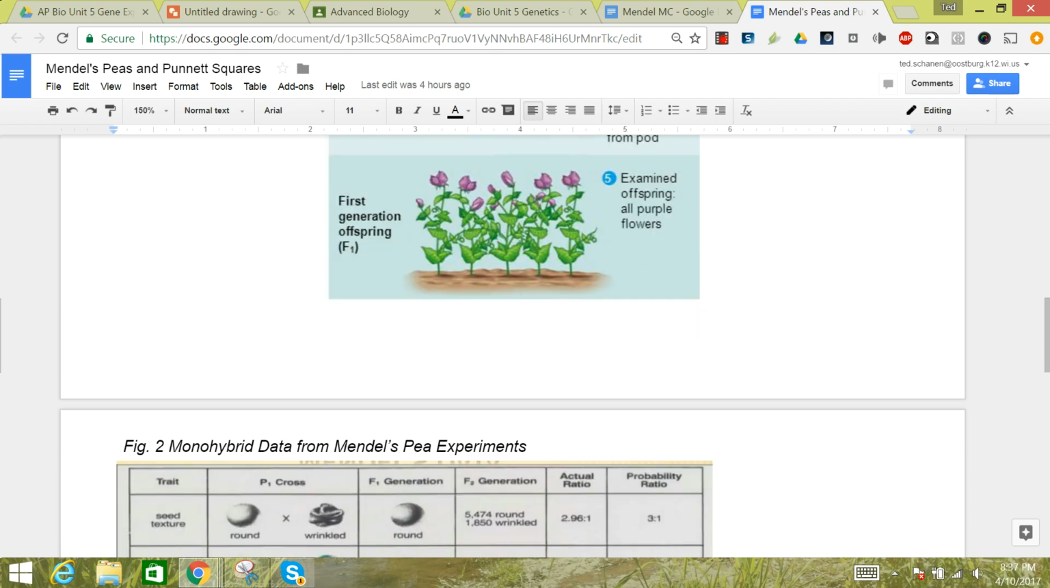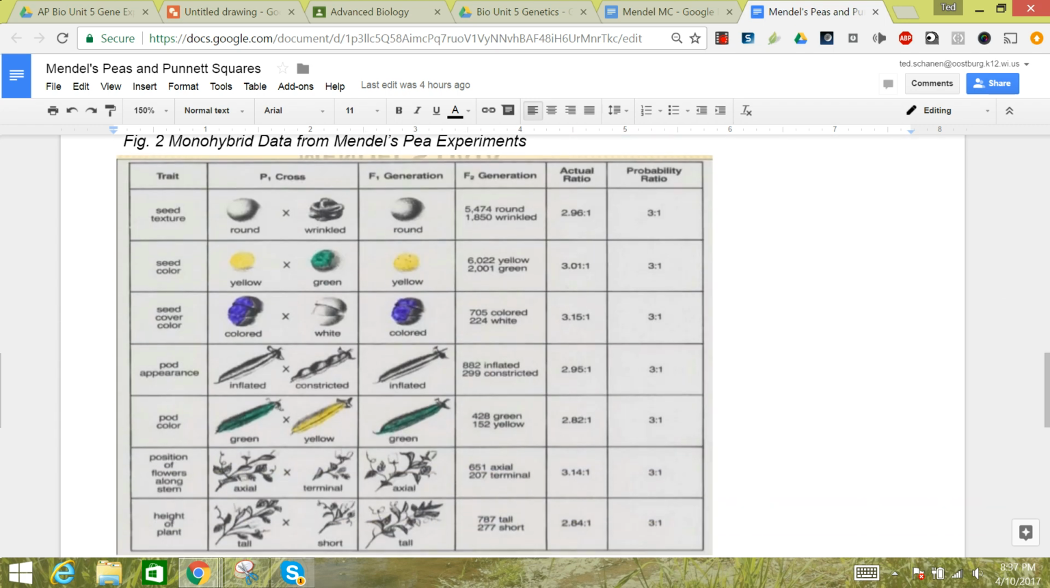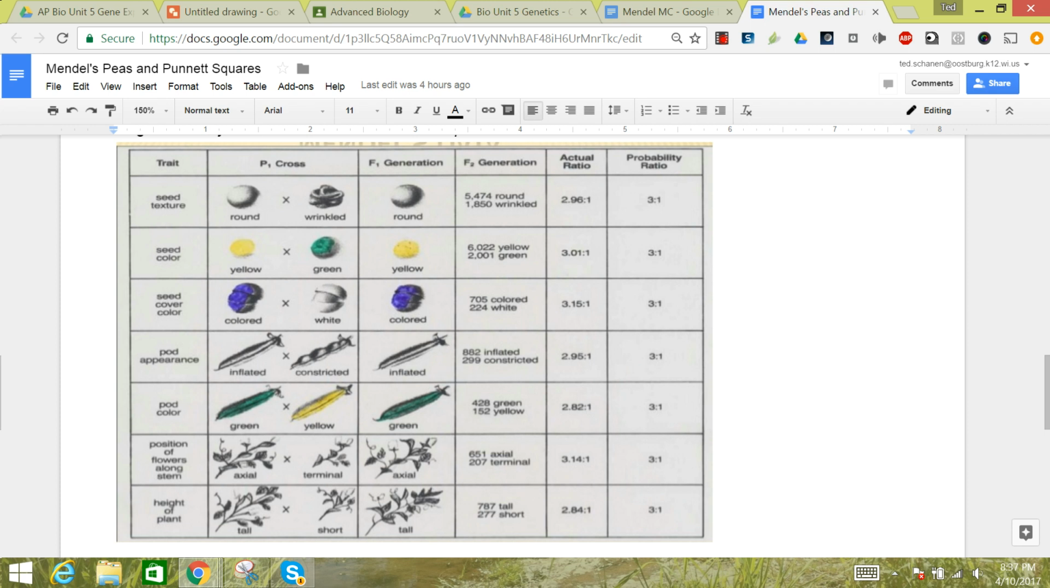So mathematically, he worked out a couple different things here. We'll look at this from a Punnett square standpoint. So again, purebred round, purebred wrinkled, when they were crossed, all of the phenotypes in this next generation were all round. But then when all of these round were mixed together, he mathematically found this ratio was about 3-to-1. And this is the basis of coming up with Punnett square work. So let's see what that looks like.